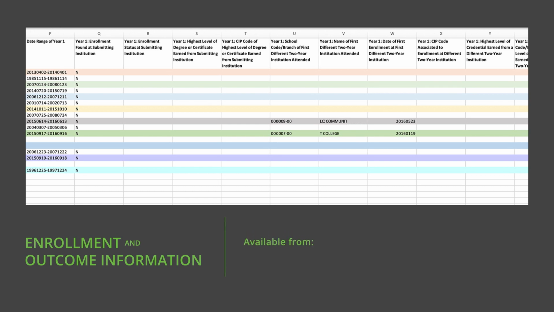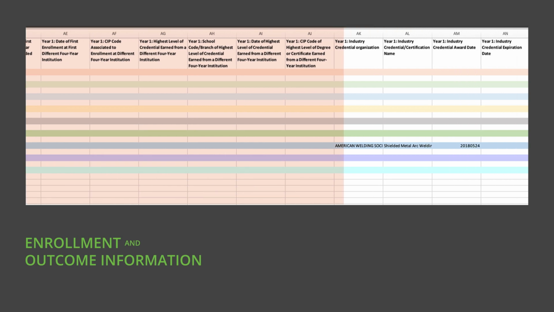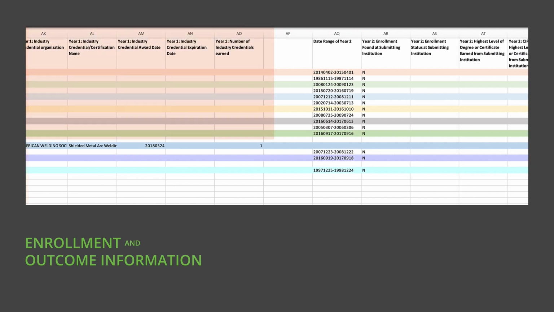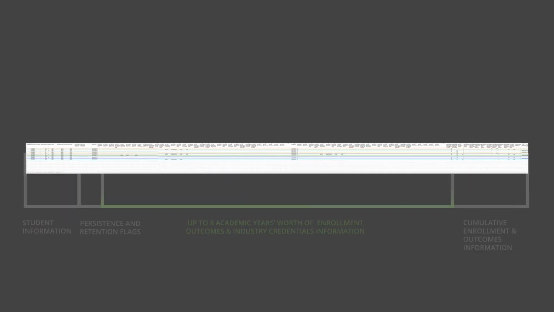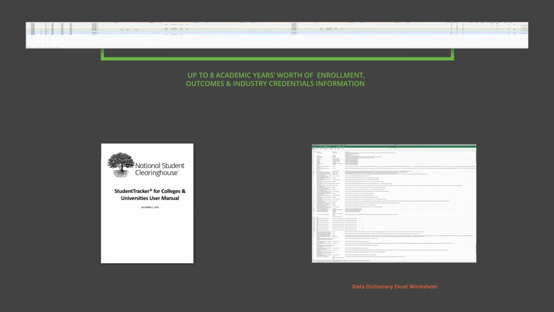Enrollment and outcome information is available for up to 8 academic years from the search date provided for each student in the request file. For each academic year, we will report whether the student has an enrollment and/or credential data from the requesting school, a different 2-year school, or a different 4-year school. We will also report whether the student has any industry credentials when available and applicable. For more detailed information, please consult the user guide or the data dictionary.